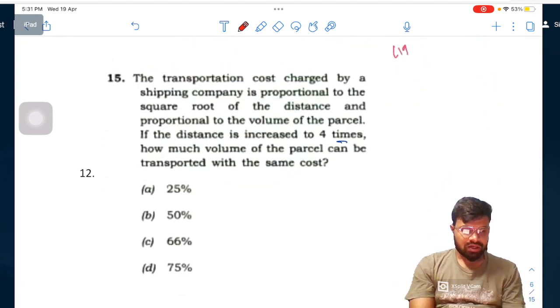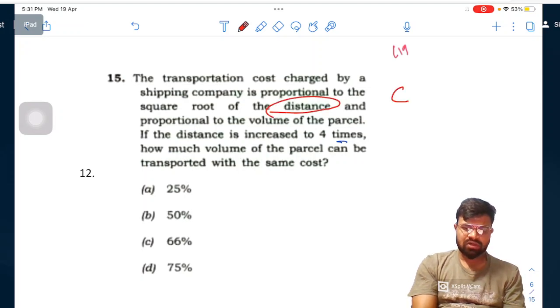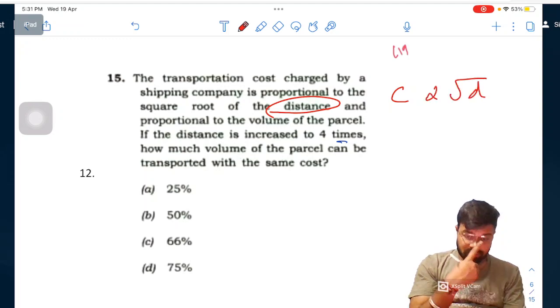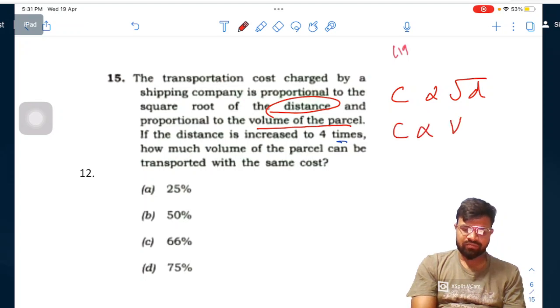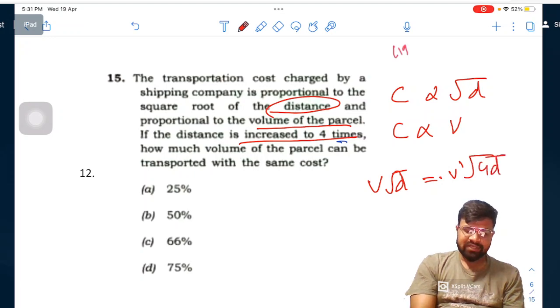Okay. Now the 12th question. Transportation cost is proportional to the square root of distance, and proportional to the volume V of the parcel. If the distance is increased 4 times and the cost has remained the same, that means V root D is equal to V dash into root of 4D. We have to find the ratio of these volumes.